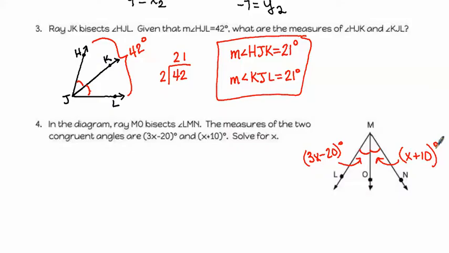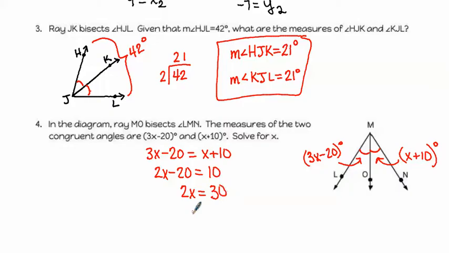Now, if they're congruent, think about what that means. If two angles are congruent, then they have the same measure. Or another way to say that, then their measures are equal. So one angle is equal to the other. In this case, 3x minus 20 is equal to x plus 10 because it has been bisected. Because the angles are congruent, their measures are equal. Okay, so we solve that for x. Subtract x on both sides. Add 20 to both sides. And divide by 2 on both sides. So I get x equals 15.